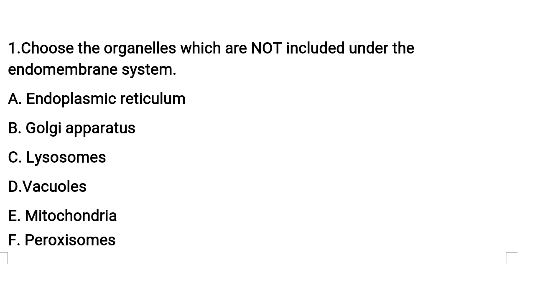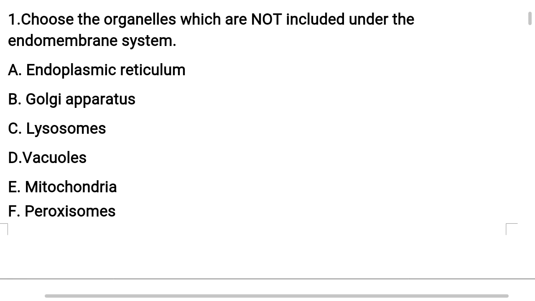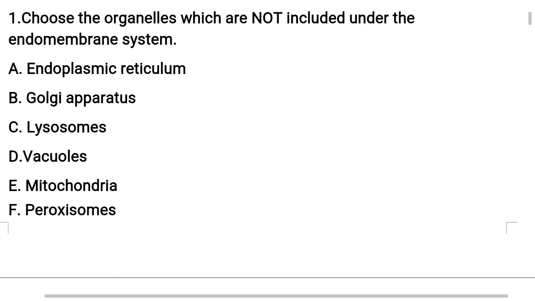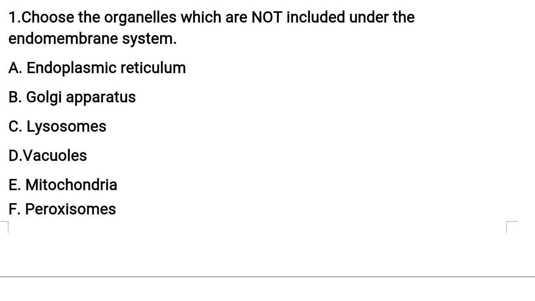Okay, now listen to one small clarification and explanation regarding this question. The endomembrane system, generally in animal cells and plant cells together, includes certain organelles. What are those cell organelles? Endoplasmic reticulum, shortly called ER, next Golgi complex, next lysosomes, next vacuoles. These four cell organelles together come under the endomembrane system.